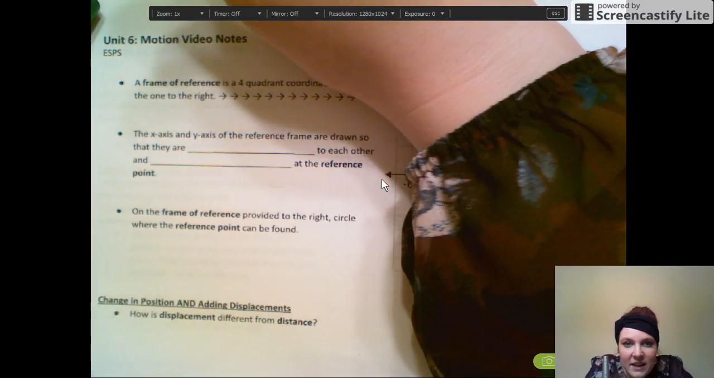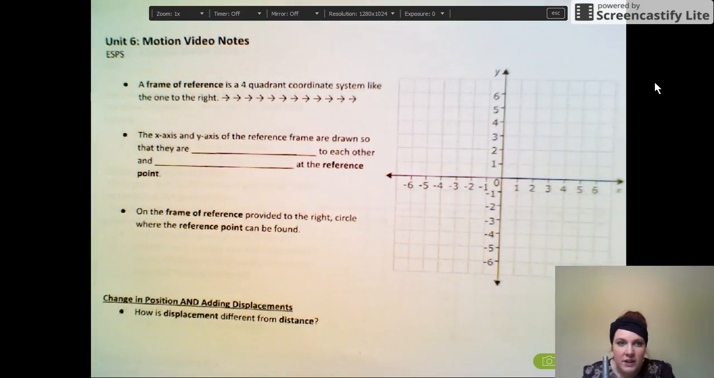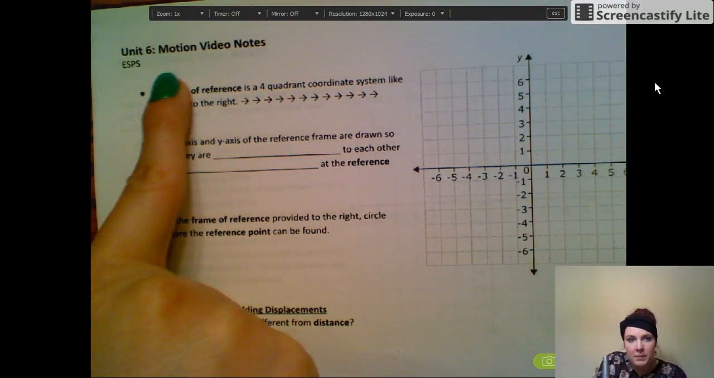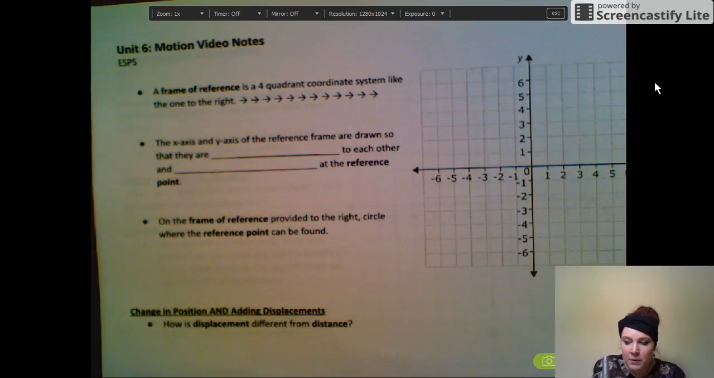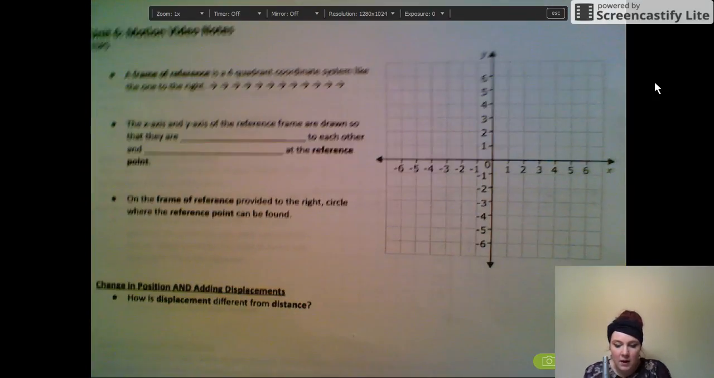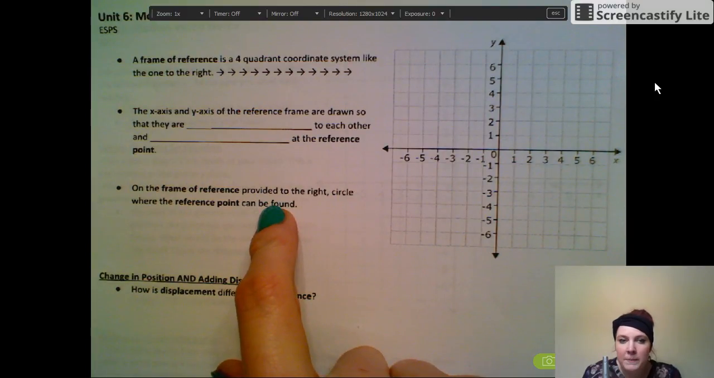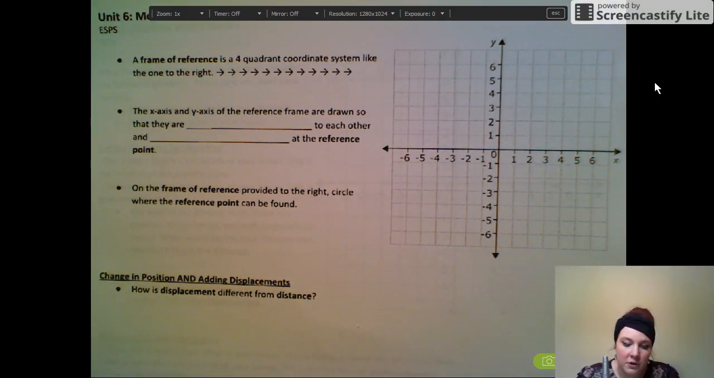Hi guys. All right, so you should have received this worksheet. It says motion video notes across the top. Make sure you write your name in the top corner so that you don't lose it. A lot of these prompts are similar to what you saw in your guided notes earlier today. Okay, so this should be pretty quick for us to fill in.